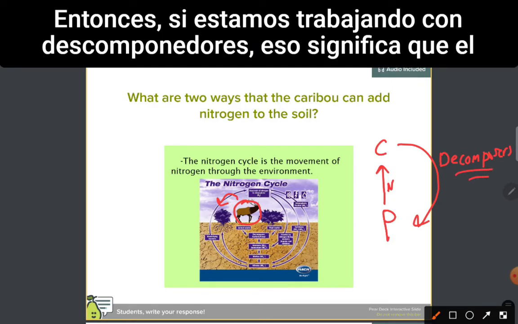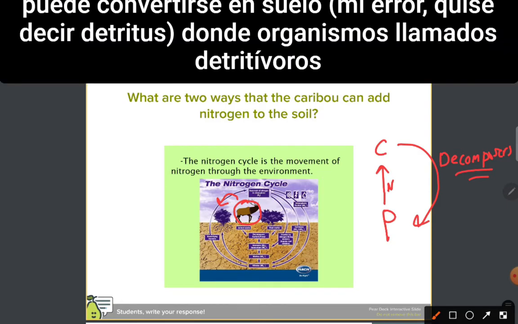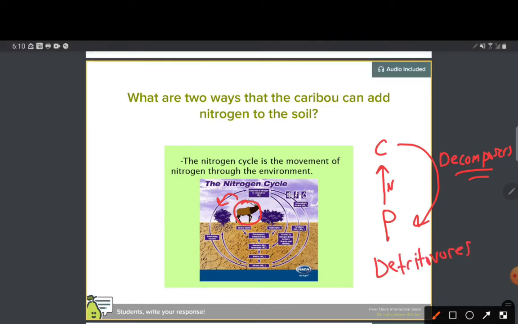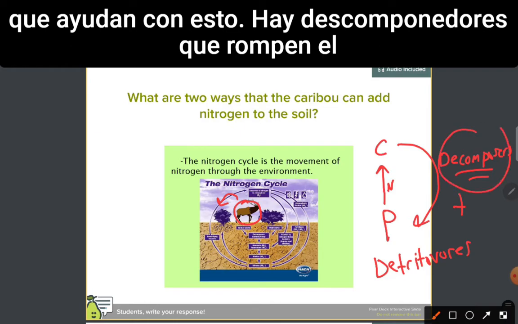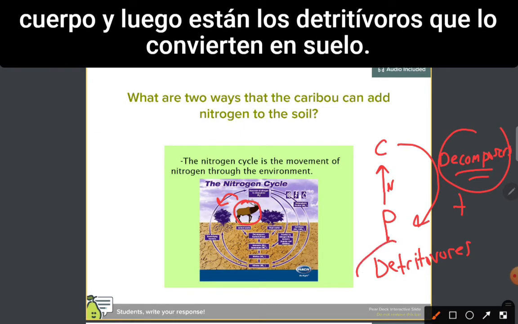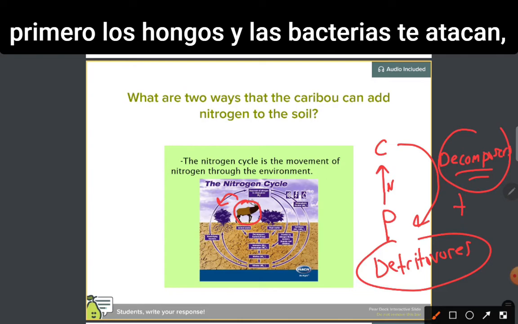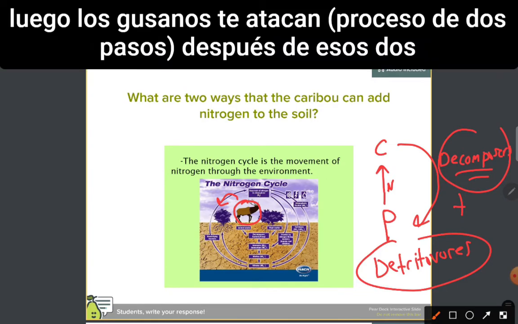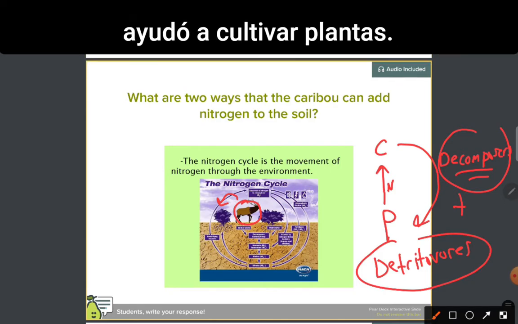So if we're working with decomposers, that means that the caribou can die. The tissues of the caribou can be decomposed, can turn into soil where organisms called detritivores further break that down into soil. And so we have two things that help with this. There are decomposers that break down the body, and then there are detritivores that turn that into soil. So it's a two-step process. You can think of it like this. First, the mushrooms and the bacteria get at you. Then the worms get at you. Two-step process. After those two types of organisms have cycled you, you become soil and you help to grow plants.